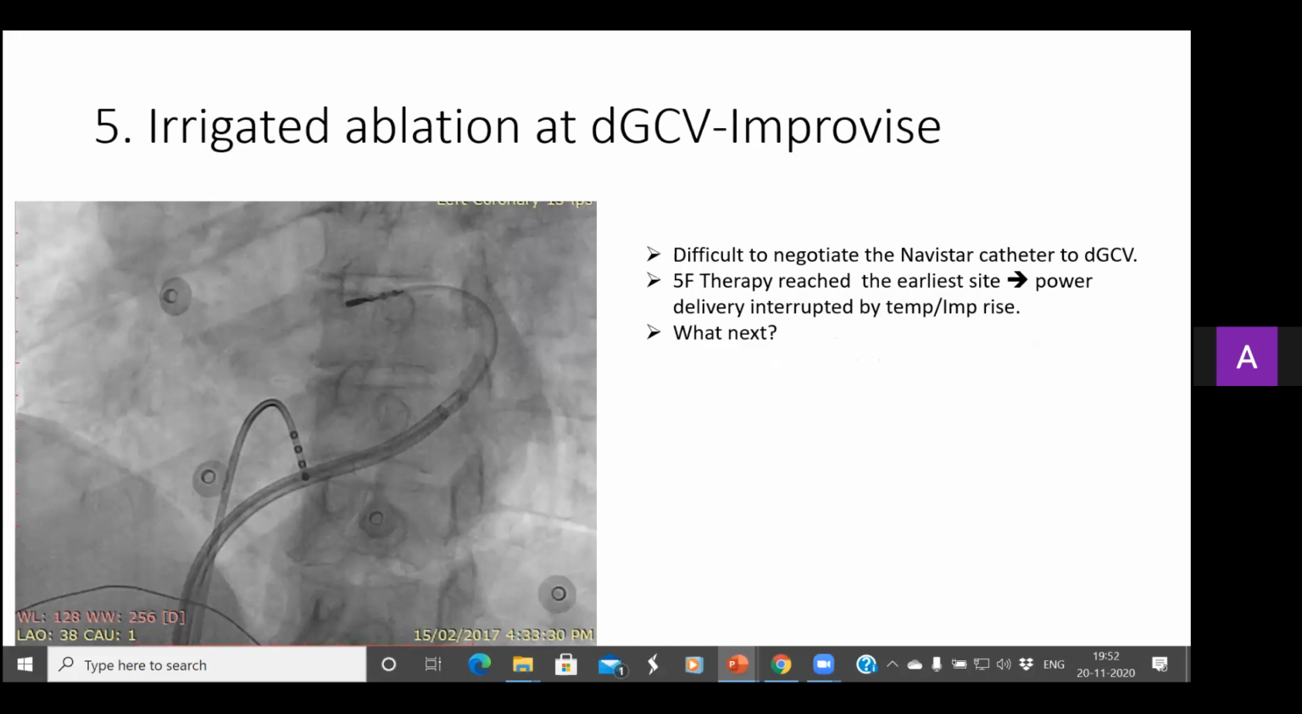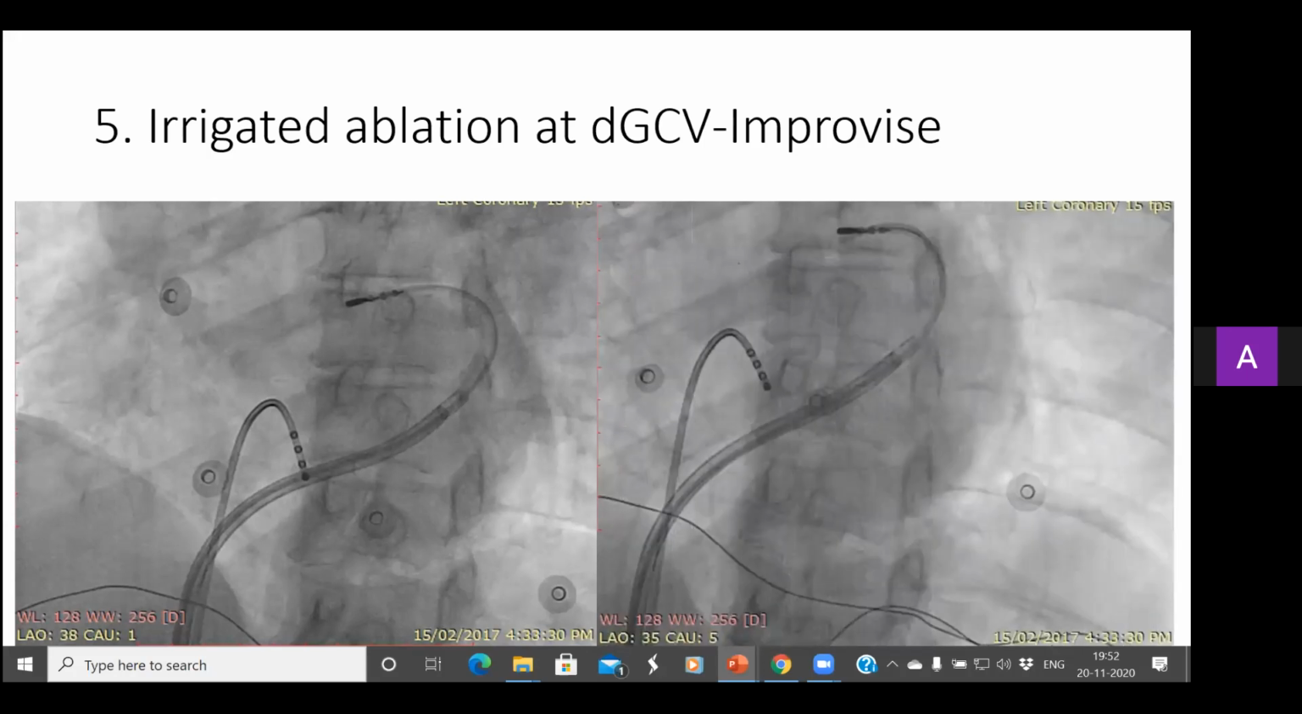So what was done next was, we positioned a 4F multipurpose catheter, MPA, in the GCV close to the tip of the ablation catheter. In this way, we were able to deliver better irrigation during RF application. With this approach, adequate RF energy was delivered and the PVCs were eliminated.